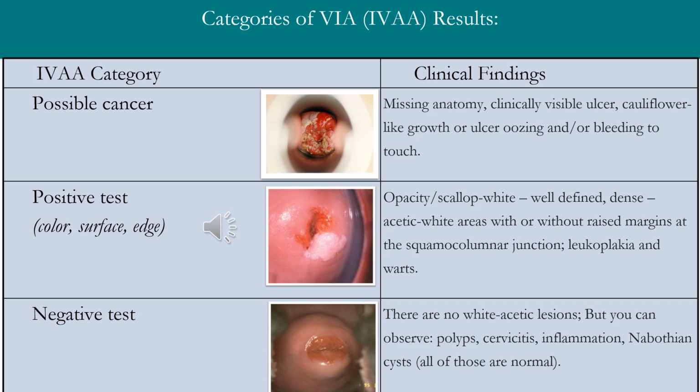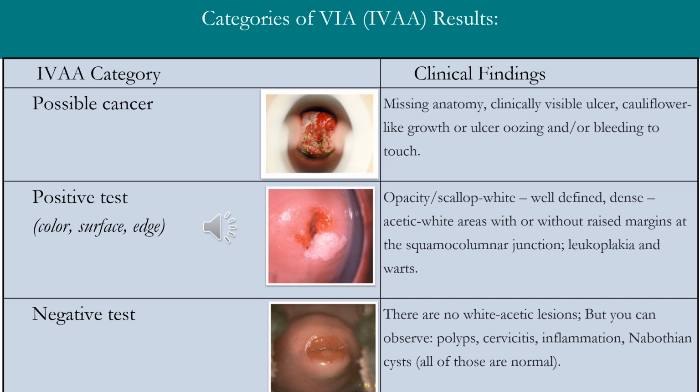This slide shows the categories of VIA and how they relate to a potential cancer diagnosis. The top photo suggests possible cancer. Clinically visible ulcers, especially those that are not healing, may be a sign of malignancy. Missing anatomy can indicate advanced disease. Cauliflower-like growths are indicative of exophytic tumors. Ulcers that ooze or bleed upon touch are concerning of invasive cancer.